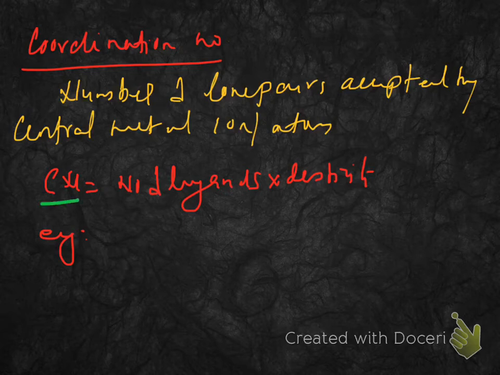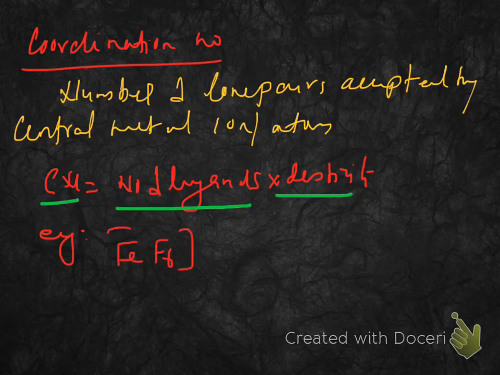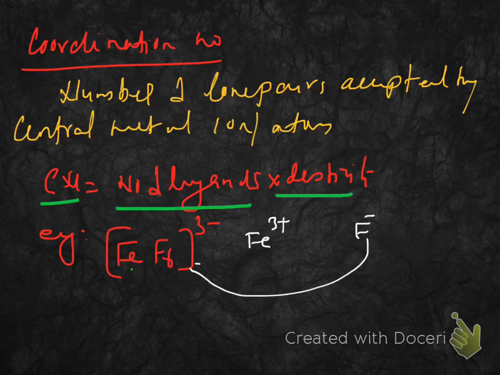Coordination number is actually number of ligands into denticity. Example, FeF6 3 minus. This is central metal ion, that is Fe3 plus, and ligand is F minus. We have 6 F minus ions, so the coordination number of Fe3 plus is 6.